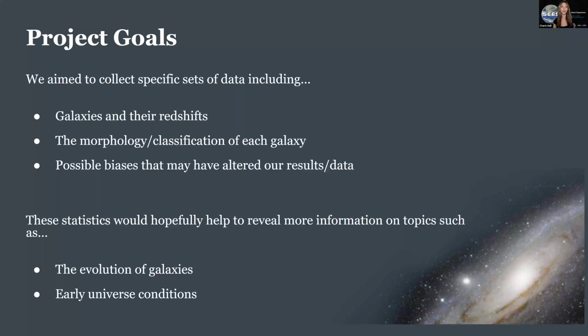So our main goal for this project was to explore whether or not there were any correlations between galaxy redshift and galaxy type by compiling, organizing, and studying a database of over 200 galaxies. We aimed to collect specific measurements and note any possible biases that may have altered our results and data. This would hopefully help to answer questions on topics such as the evolution of galaxies and early universe conditions.